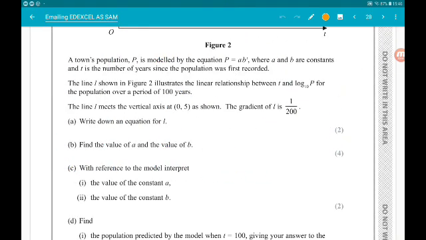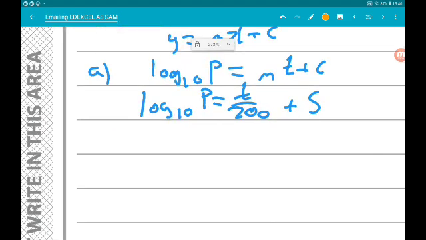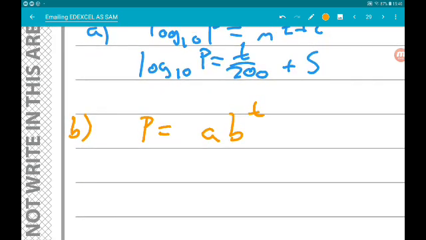Okay, then part B for 4 marks wants to find the value of A and the value of B. So remember that we know P is A B to the power of T. So we're going to do some magic to that formula to put it in the form log 10 of P is equal to something to do with A and B. Then compare it to the equation from part A. So we know then P is A, B to the T. Now if we take the log of both sides, log 10 P is equal to log base 10 of A, B to the T.